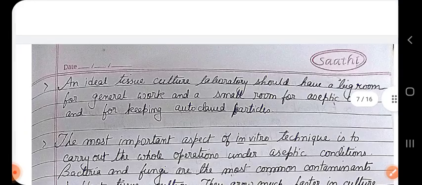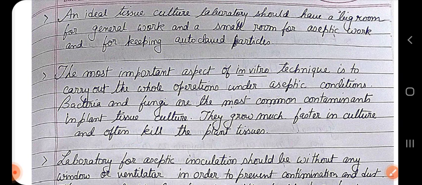Now an ideal tissue culture laboratory should have a big room for general work, and a small room for aseptic work, and for keeping the autoclaved articles. So the large room should be present for your general work, all the sterilization process, then tissue culture work within the laminar airflows, that should be done in the big room. And the small room should be required for aseptic work and for keeping the autoclaved articles. And the most important aspect of this in vitro technique is to carry out the whole operations under aseptic conditions.